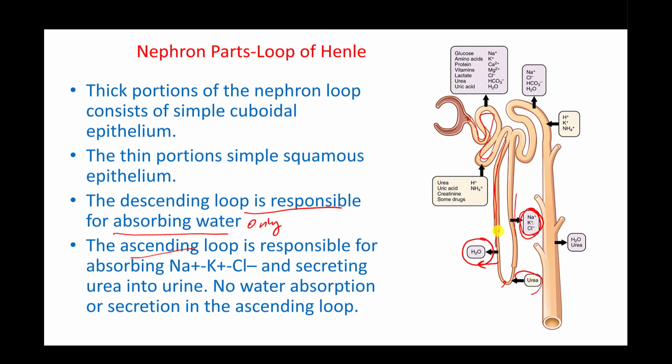Now, the thickness of this loop changes because of the nature of the cells. Here it's cuboidal cells and here it's squamous cells. That's why we have different widths of the loop.